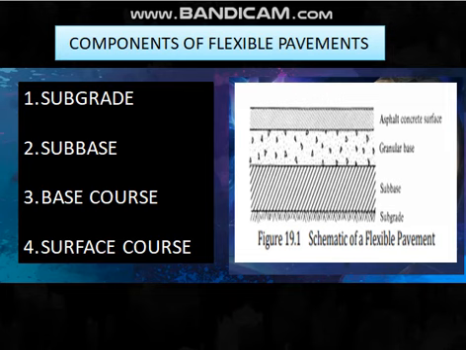Components of flexible pavement. We have four components of flexible pavement. The first one is the subgrade, which you can see on the lower part. The second one is the subbase. The third is the base course. And the last one is the surface course.